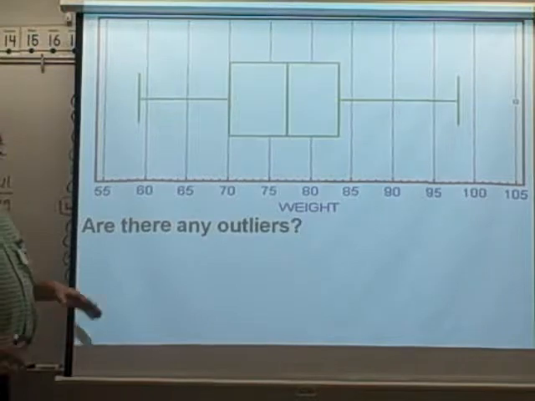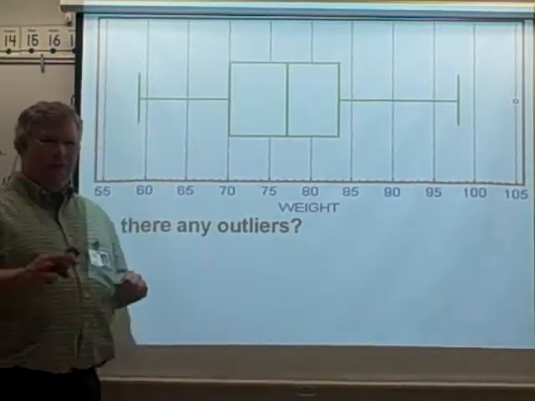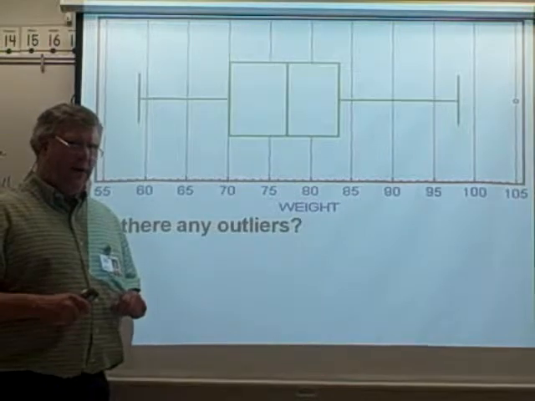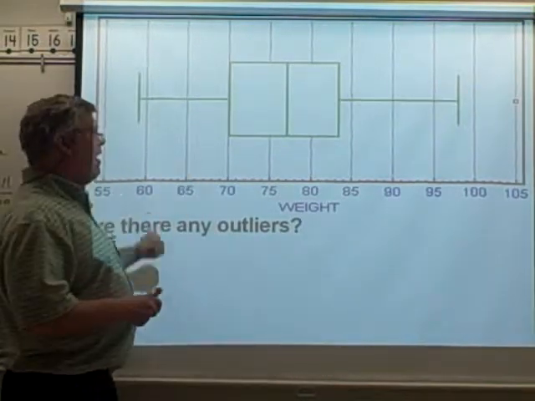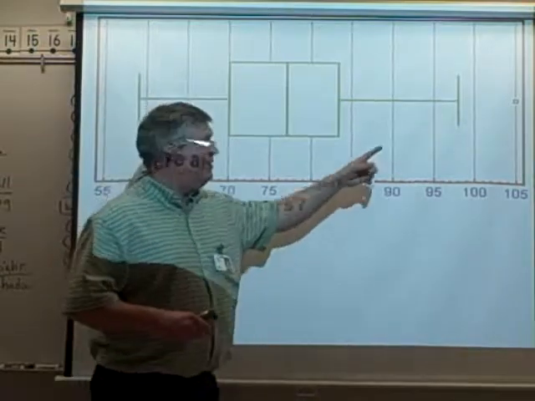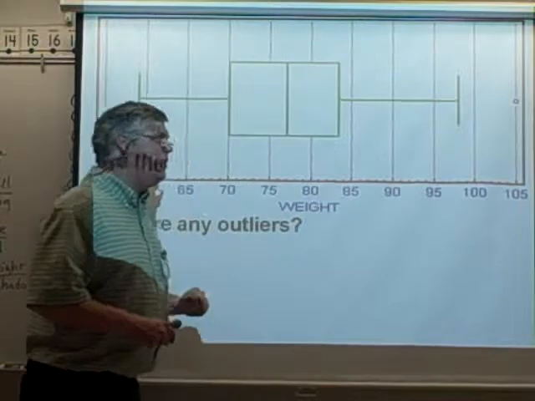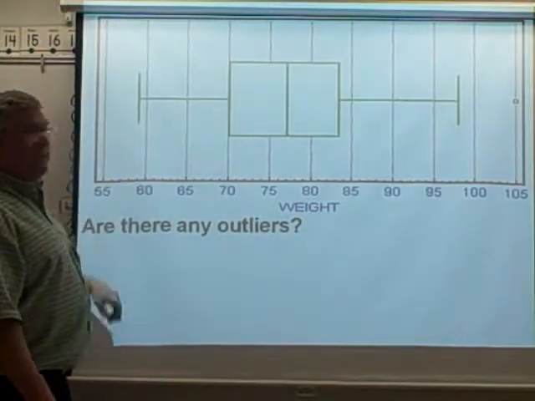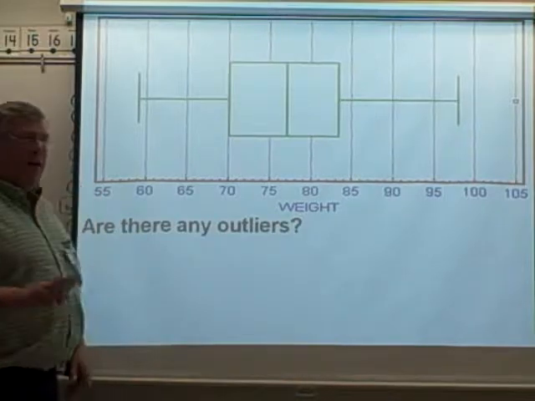Are there any outliers? Now, this is where it gets a little tricky. This particular graph is not showing outliers properly. And we're going to see that in a moment. If you do have an outlier on a graph, you should put an asterisk. Instead of this line out here, there should be an asterisk there for a maximum that is an outlier. An asterisk out here for a minimum that would be an outlier. But they didn't do that here, and I'm going to show you why.